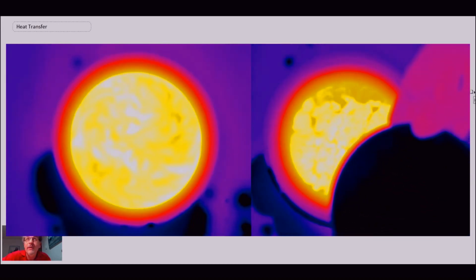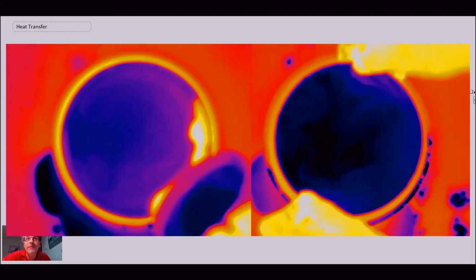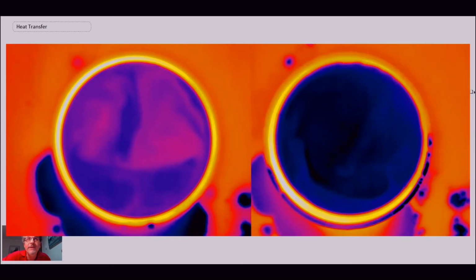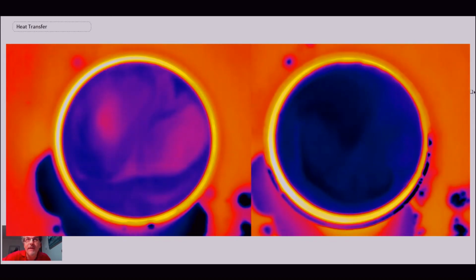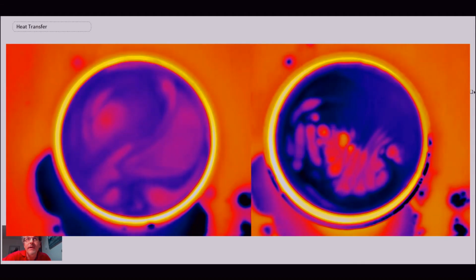I put a lot of boiling water in there out of a kettle, and then I put a petri dish with cool water in it. I'm putting a little bit of cool water in the one on the left there, and then we just watch what happens with time. Now I've sped this up, and so you'll see the Rayleigh-Bernard convection cells start to appear.